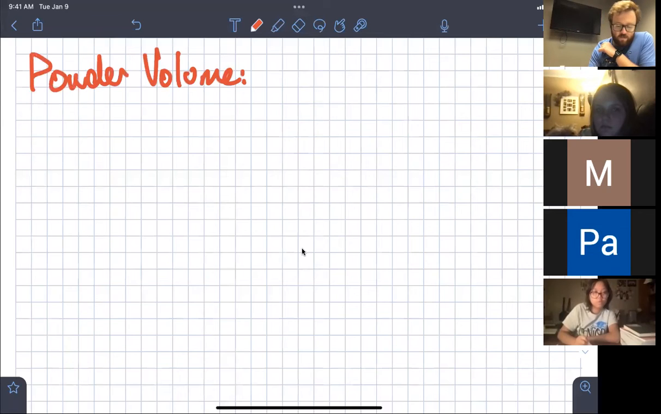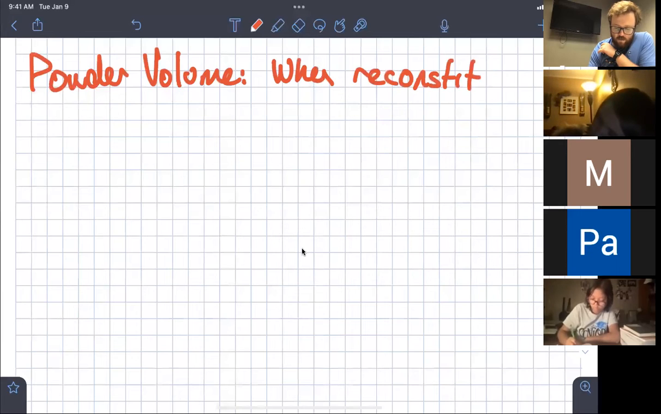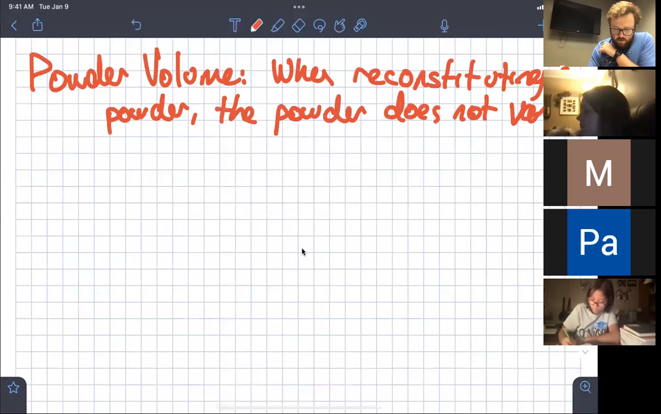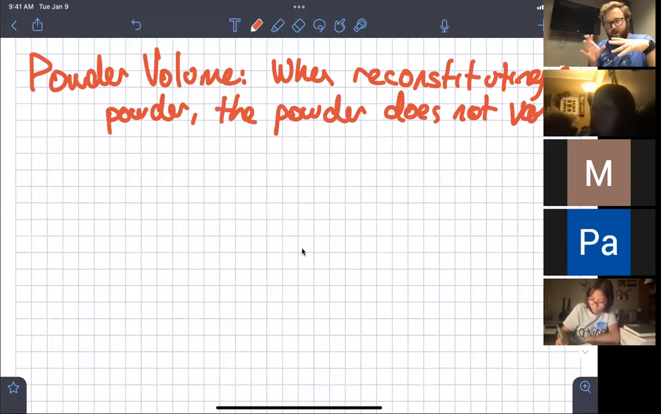Powder volume. When constituting a powder, the powder does not vanish. That means that powder, even though you have mixed it, even though you've added a diluent and all of a sudden it's a clear liquid, it doesn't just disappear.